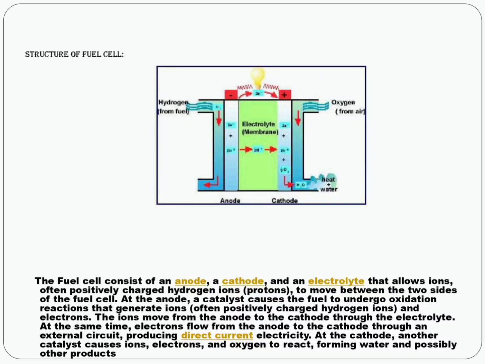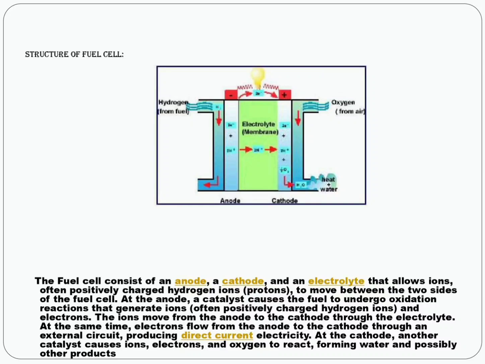The fuel cell consists of an anode, cathode and electrolyte. This is the basic structure of the fuel cell. The electrolyte allows ions, often positively charged hydrogen ions, to move between the two sides of the fuel cell. At the anode side, a catalyst causes the fuel to undergo an oxidation reaction that generates ions and electrons. These ions move from the anode to the cathode through the electrolyte. At the same time, electrons flow from the anode to the cathode through the external circuit, producing direct current electricity.